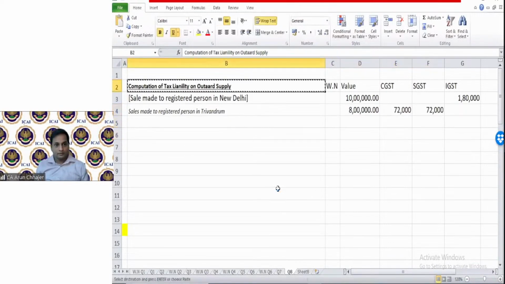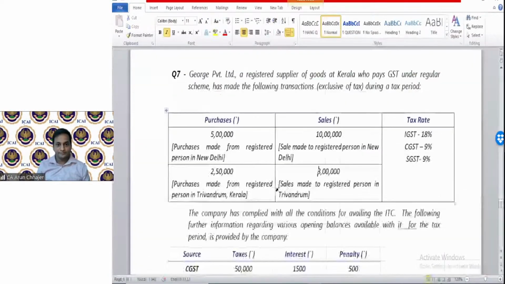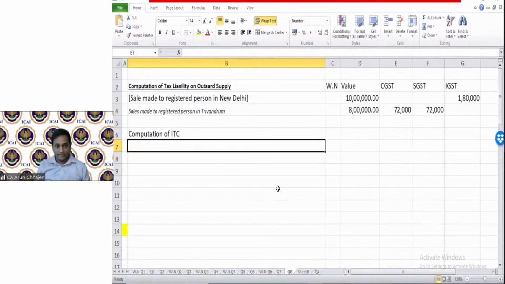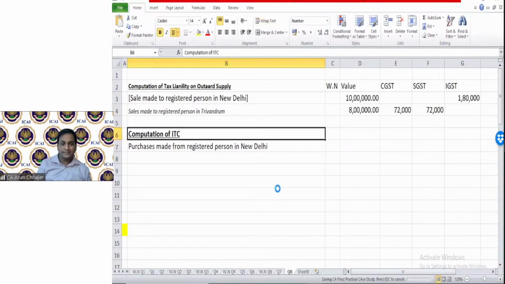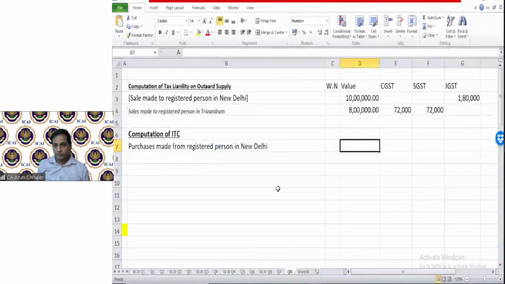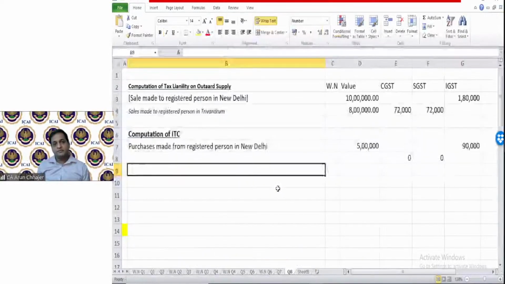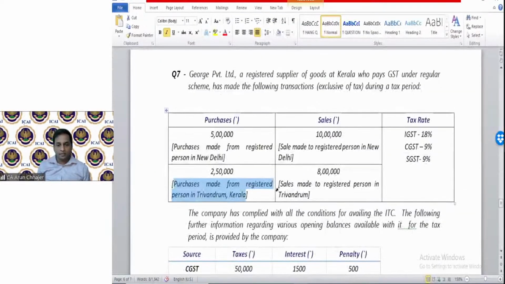Then computation of ITC. Let's say, suppose this is a 5-mark question, so I will not spend any time on the working note. Or rather, I will write only 1 or 2 working notes, that's it. Purchase made from the registered person in Delhi, so it would be 5 lakh. Purchase made from a registered person in Kerala, how much is it? 2,50,000.